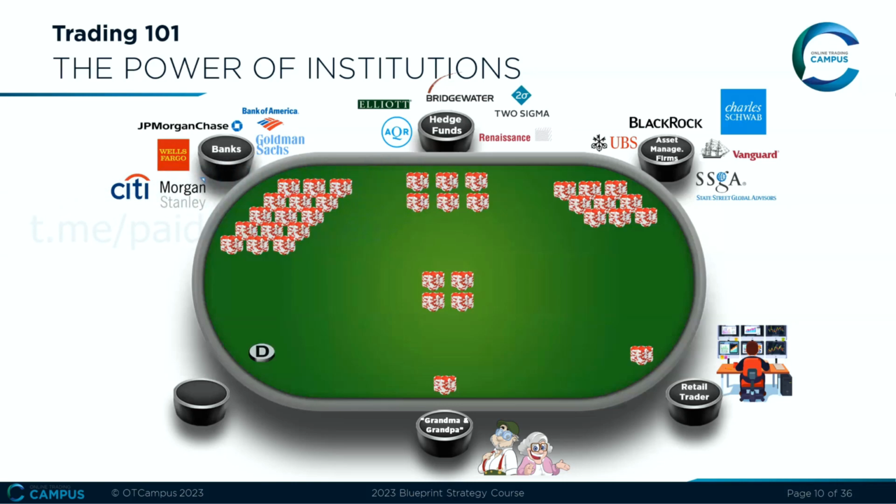And for us to have a chance in the financial market, we first have to understand the rules. We have to understand how to play the game. Otherwise, we're going to be kicked off the table rather soon.